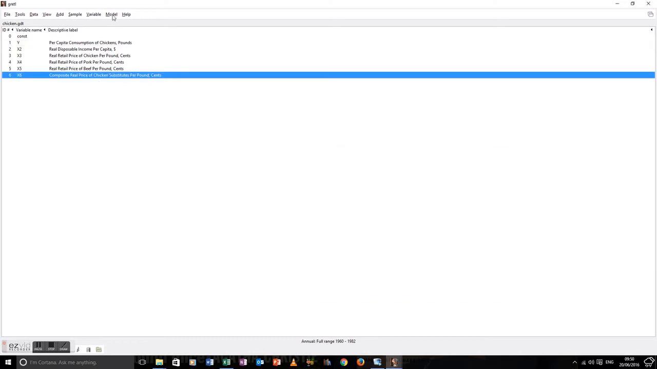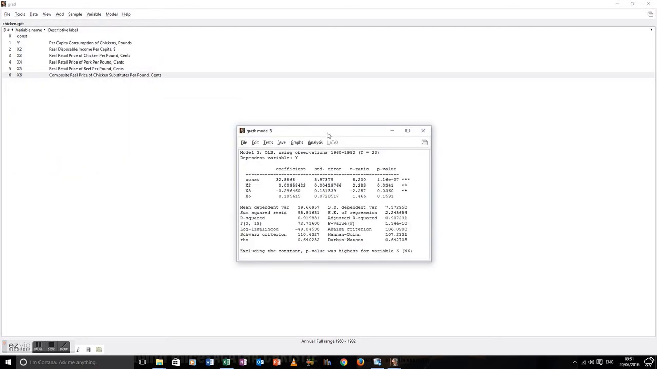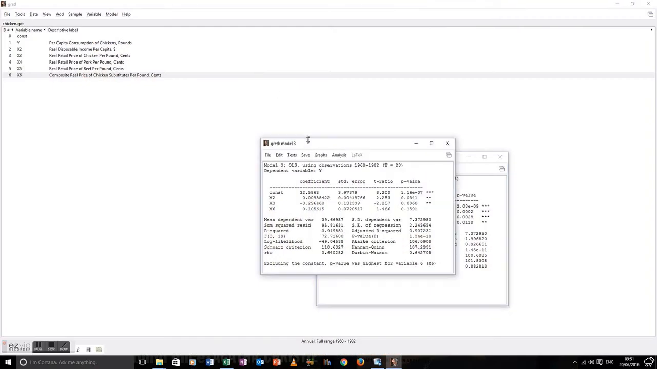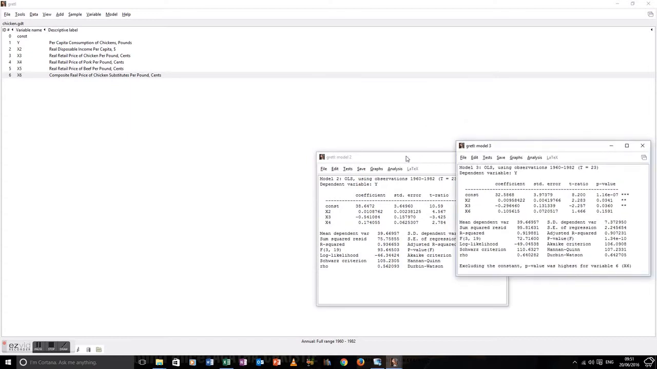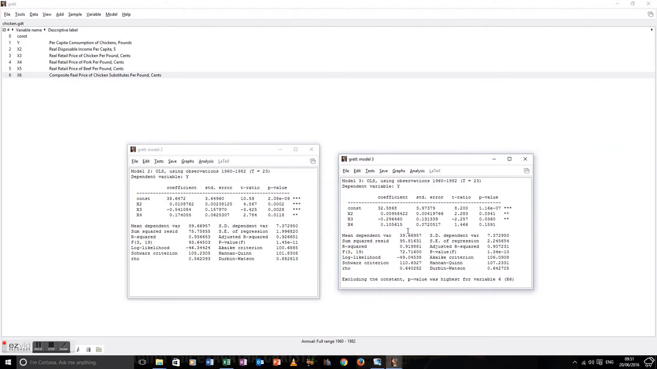Another one, use a composite. Instead of having the price of pork in there and the price of beef, let's have the price of a substitute index in there. We tried that. Not that good actually, bizarrely enough. It's actually a worse model if we look at model 3. The adjusted R squared's gone down, and x6 isn't statistically significant at all. x6 is a composite price index, so that hasn't worked out as well.